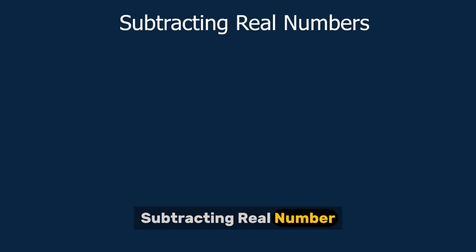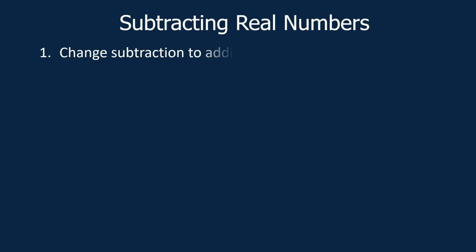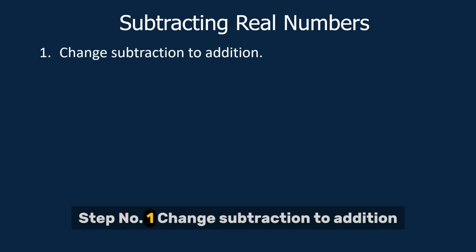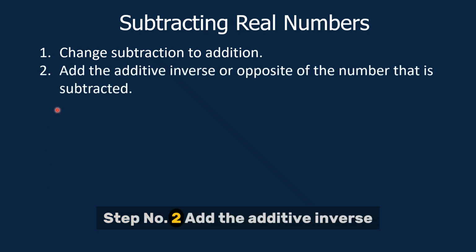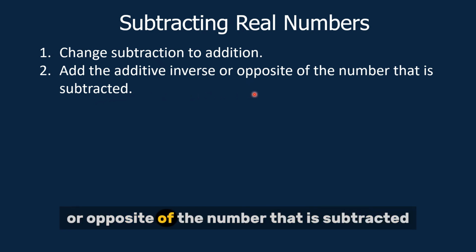Subtracting real numbers. These are the steps. Step number 1. Change subtraction to addition. Step number 2. Add the additive inverse or opposite of the number that is subtracted.